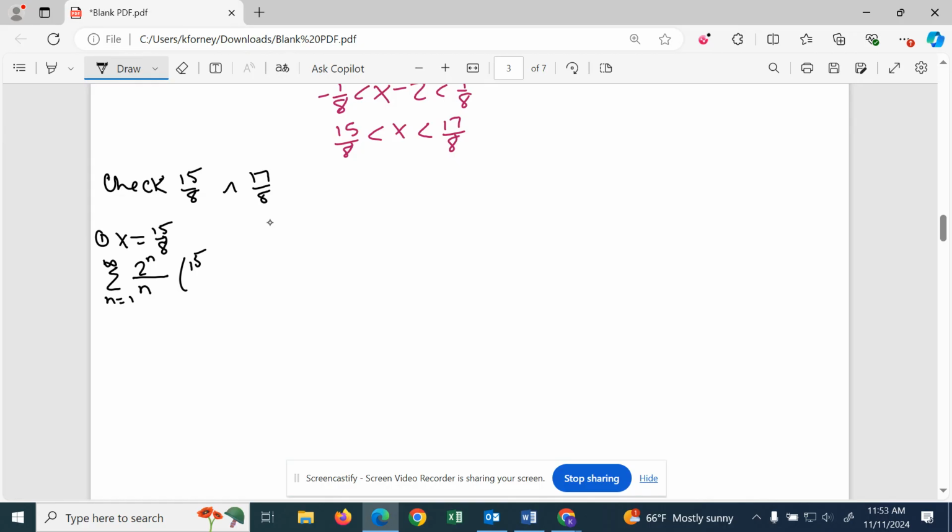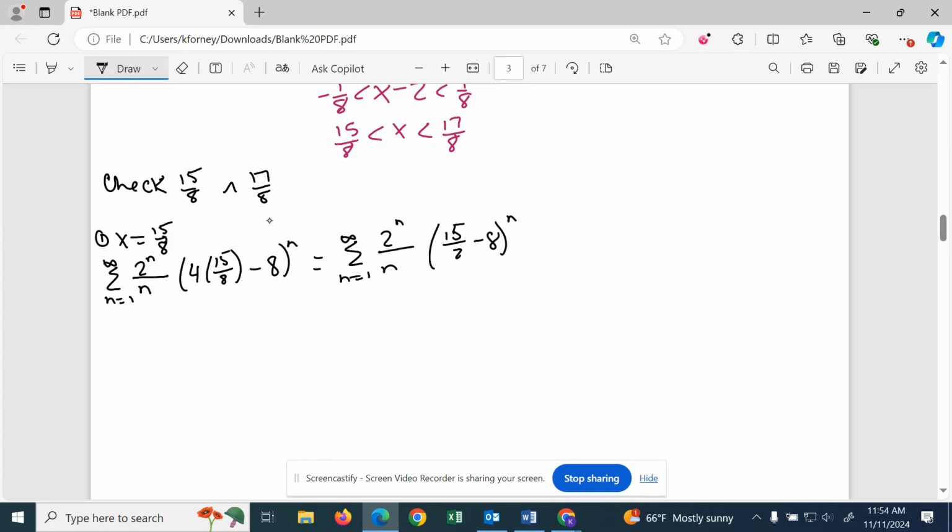I'm just going to substitute it completely in. That would be 4 times 15/8 minus 8 to the n. Okay, so then we can start simplifying that. 4 times 15 over 8 becomes 15 over 2, minus 8 to the n.